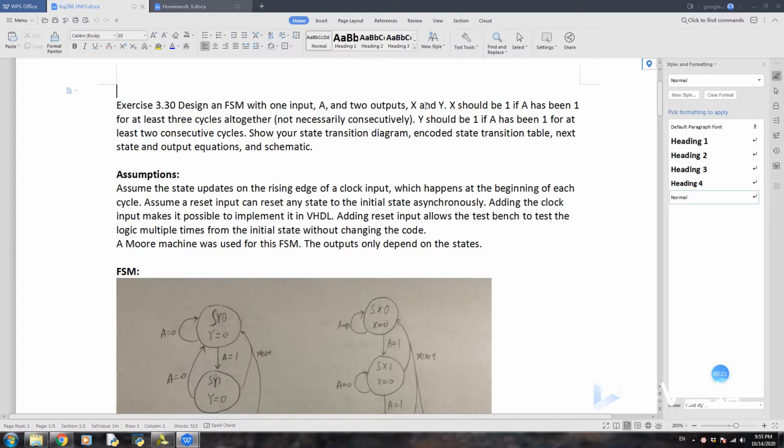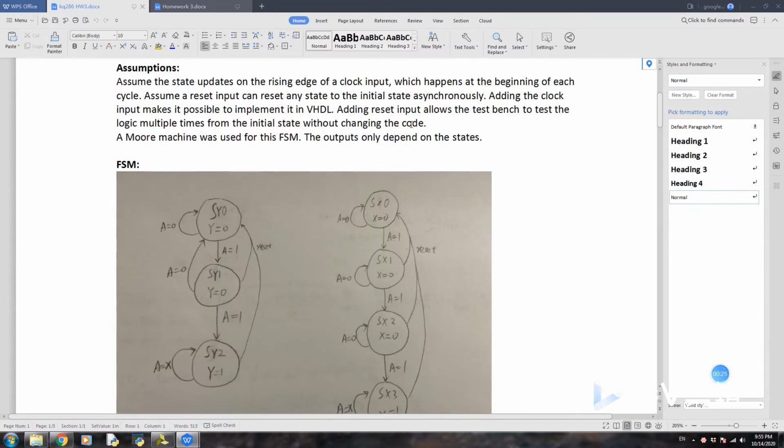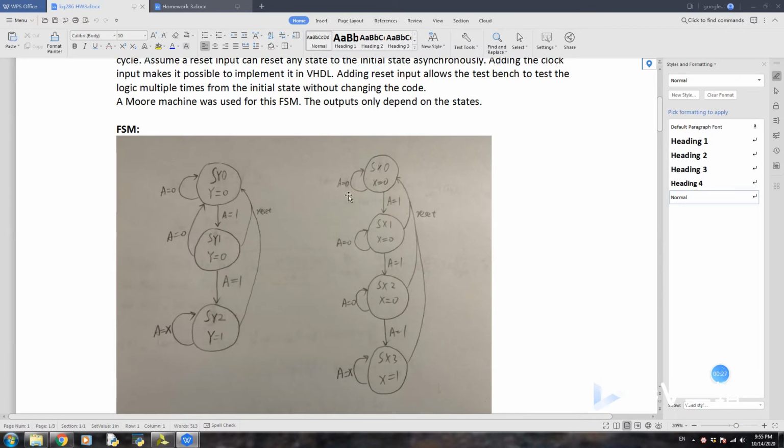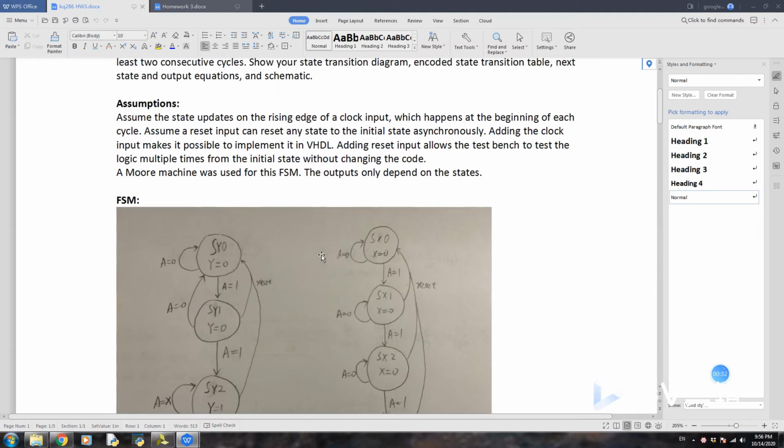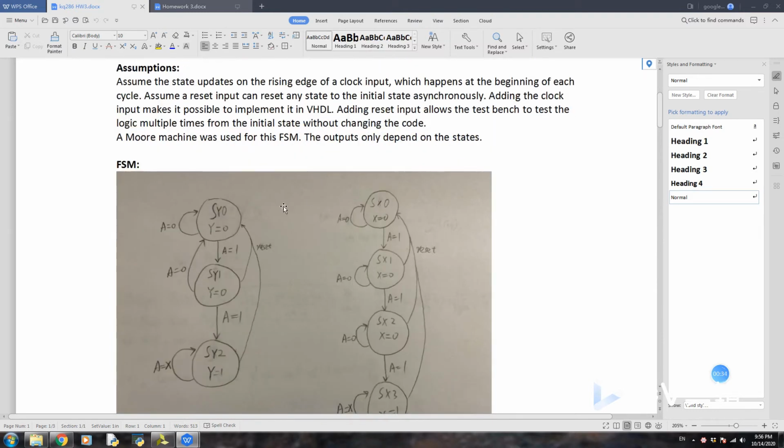So you can see that the logic that X and Y depend on are quite different. That's why I separated them into two state machines, each using different states. I had to add two inputs. One is the clock, so I can trigger the change of A at the rising edge of the clock to implement it in the HDL code. And I had reset, so I can reset the state to the initial state and test in a loop.